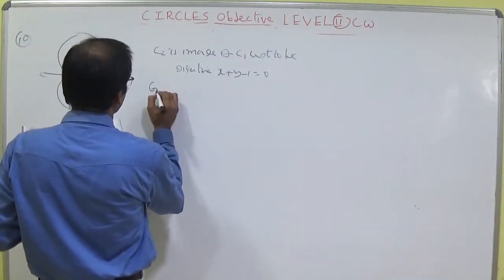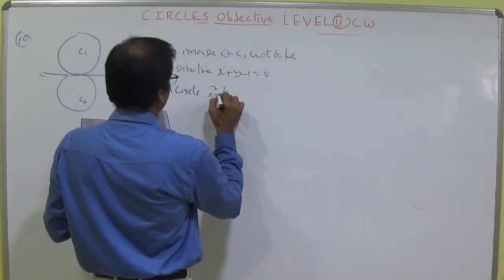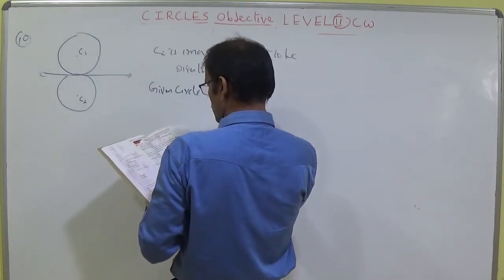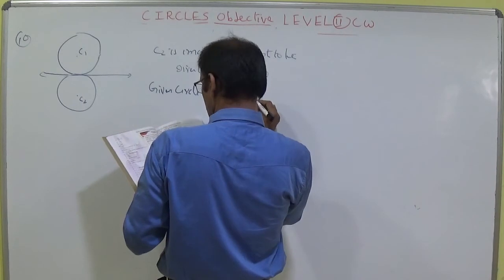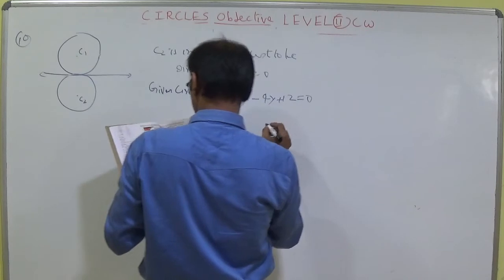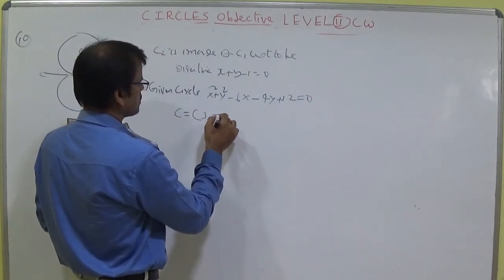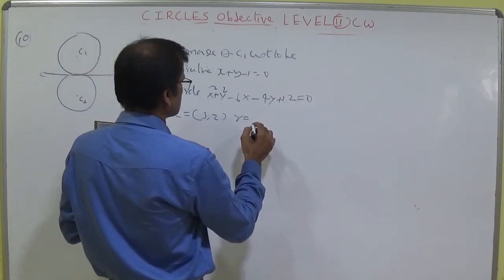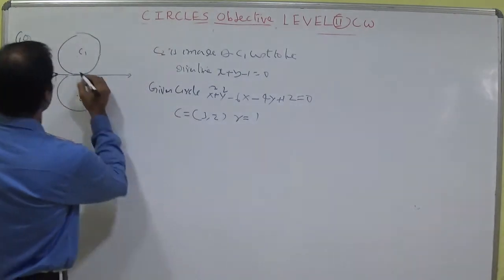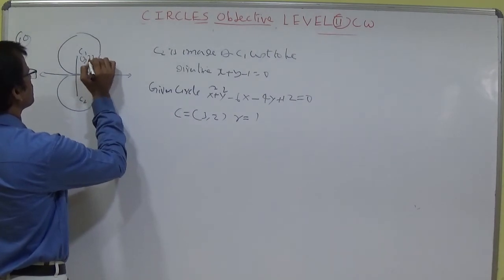So given circle I am writing. Given circle is x square plus y square minus 6x minus 4y plus 12 equal to 0. Center you write here, center (3, 2), and the radius of this circle is 9 plus 4 minus 12, which is 1. Depends upon this one. Center you put here (3, 2).